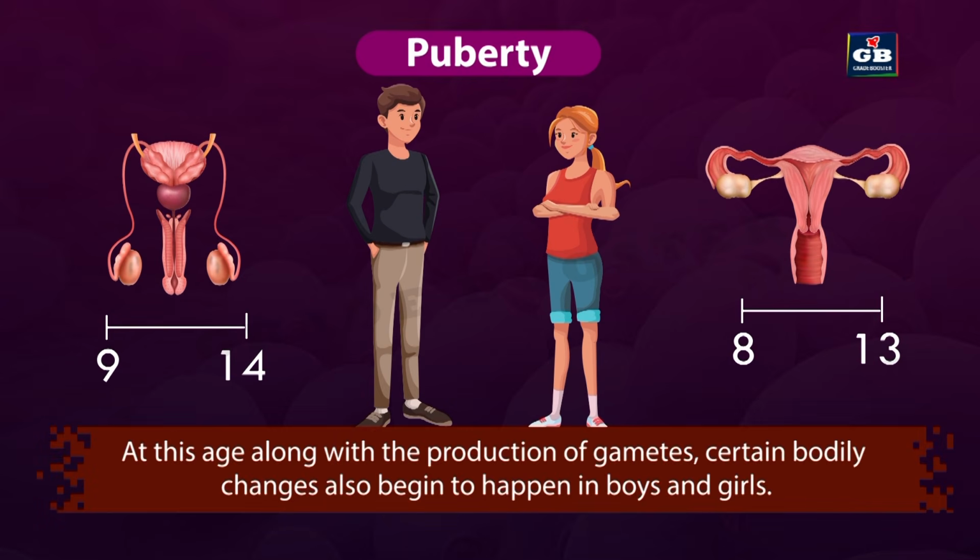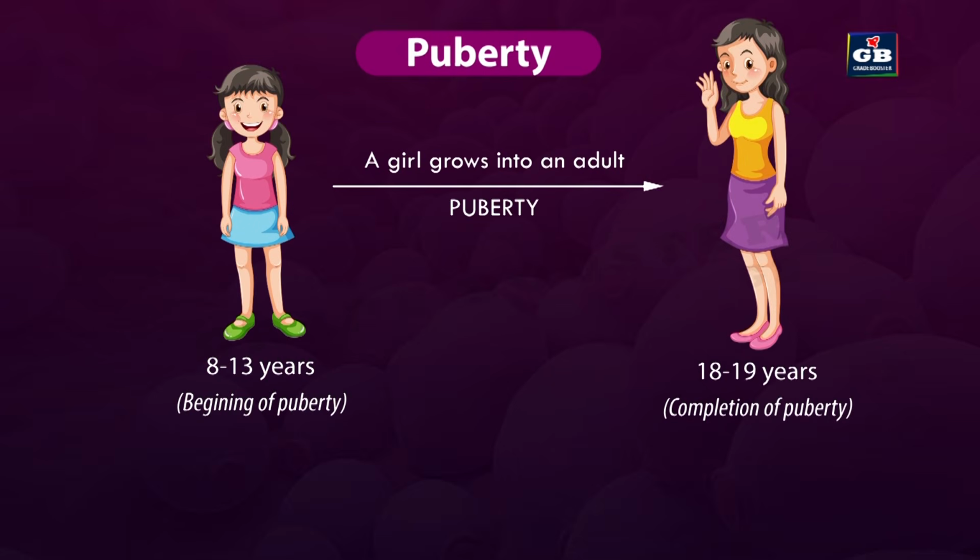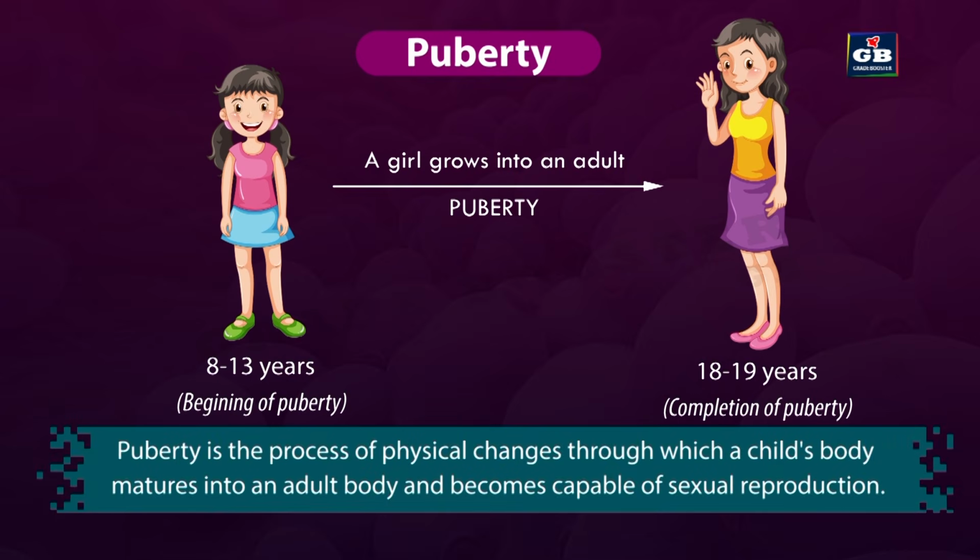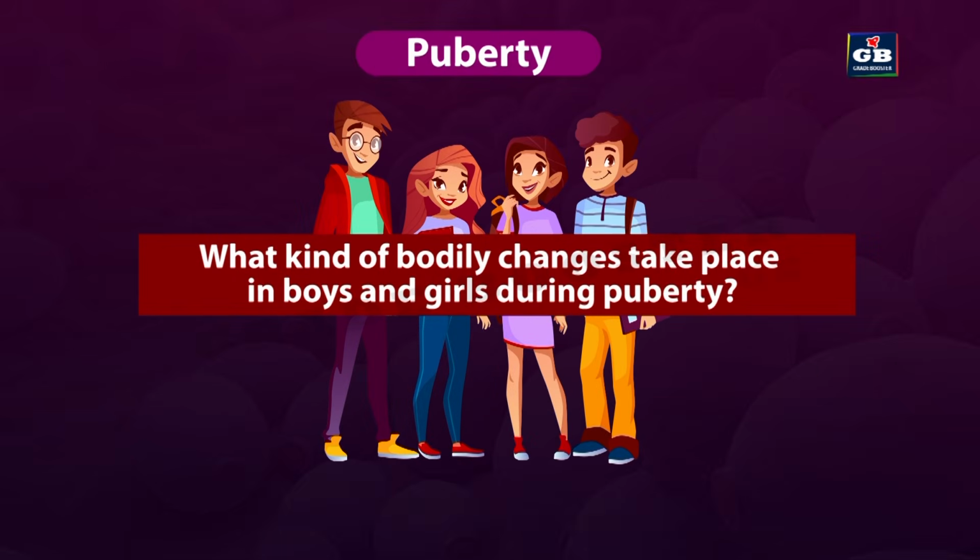At this age, along with the production of gametes, certain bodily changes also begin to happen in boys and girls. This is called the beginning of puberty. During this process of puberty, a child grows into a complete adult. Puberty ends by 18 to 19 years of age. Puberty is the process of physical changes through which a child's body matures into an adult's body and becomes capable of sexual reproduction.